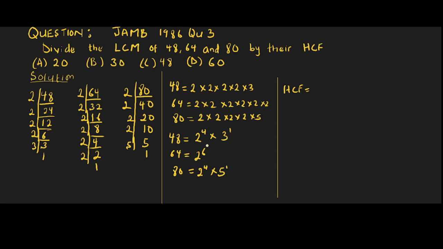So the HCF here is going to be, with 2 raised to power 4, 2 raised to power 6, 2 raised to power 4, the lowest out of these is 2 raised to power 4. So the HCF is 2 raised to power 4, which is 16. We are done with the HCF.